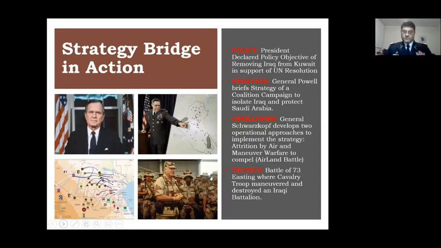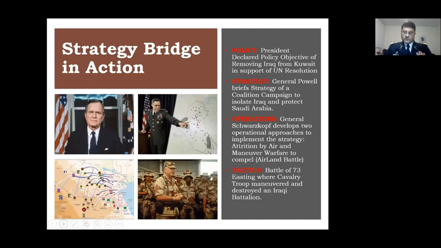The primary example is the 1991 Gulf War, and I'll break it down into its four component pieces. First, the policy. The President of the United States made it clear that the policy was the ejection of Iraq from Kuwait per the United Nations resolution, and if necessary, to use force to do so. Next, strategy. It was developed by the military, and as you can see here, briefed by the chairman of the Joint Chiefs of Staff, Colin Powell, where the overarching strategy was to isolate Iraq and defend Saudi Arabia from further aggression.